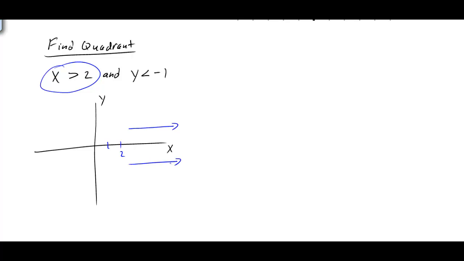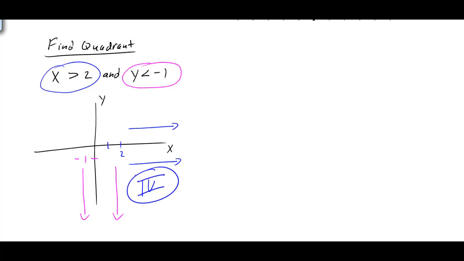of 2, and then we're told that y is less than -1. Well, if we figure out where -1 is on the y-axis, then we're going to go down 1. And if we're less than -1, that means we're going somewhere below -1. So where does that fall? Which quadrant must we be in? Well, if we're to the right of 2 and we're below -1, then we must be in the fourth quadrant.